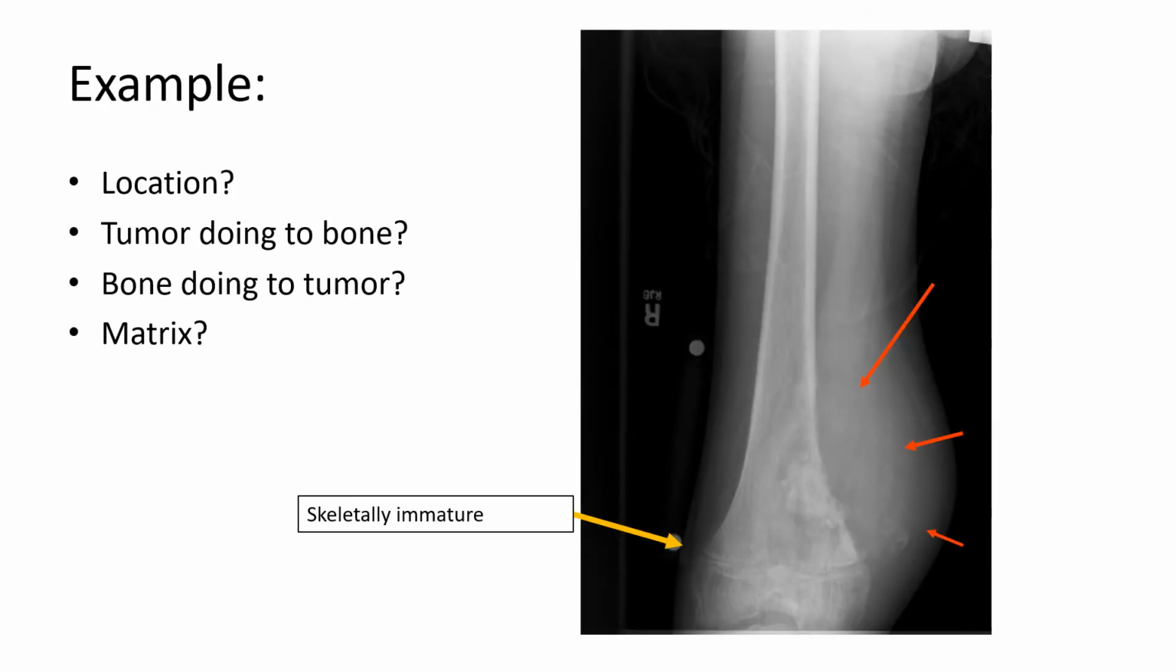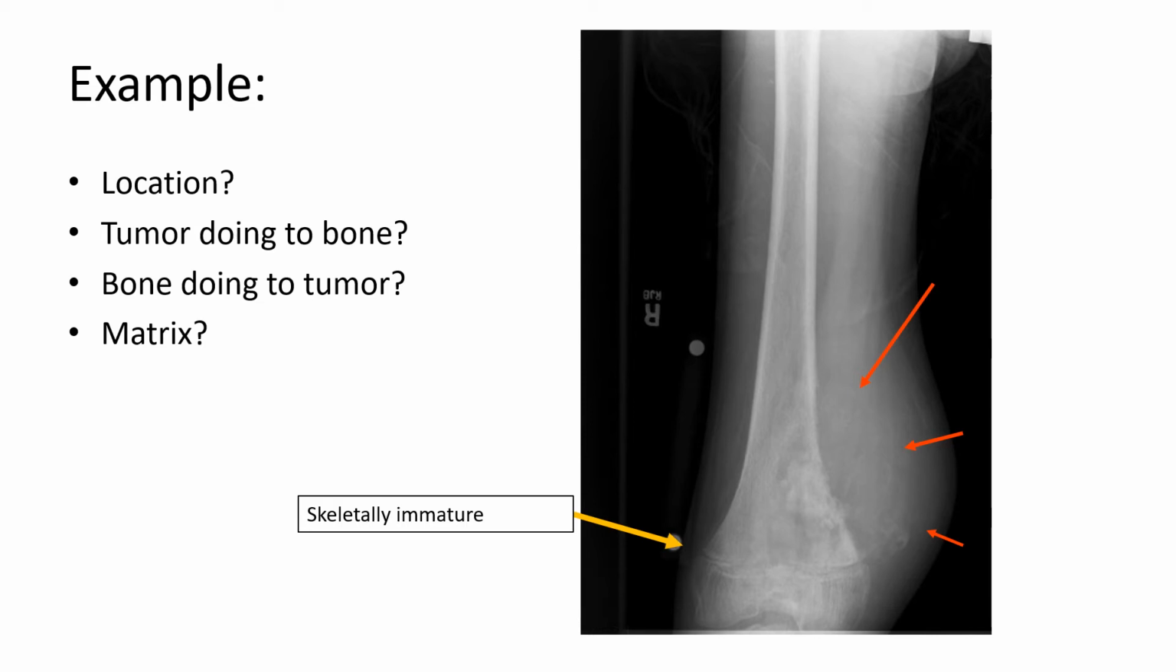Let's go through an example. Asking Enneking's four questions: location, tumor-bone, bone-tumor interaction, and matrix. The first question is the location. There's a metaphyseal bone lesion. What's the tumor doing to the bone, and what's the bone doing to the tumor? Well, the tumor is creating a very large soft tissue mass, as shown by the red arrows, but there is not a significant amount of cortical response.